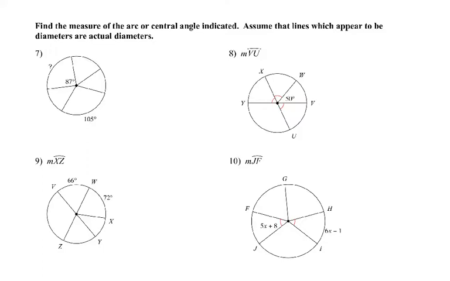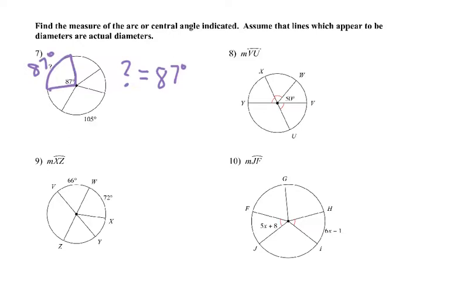Okay, number 7. So we are looking for the measure of this arc. Oh, I just love it when they use a question mark like that, because then we don't even have a notation that we're used to using. But so that's a minor arc, and it is intercepted by this central angle. So if it's the central angle, then that angle is also 87 degrees.